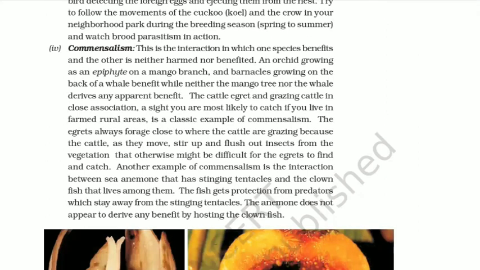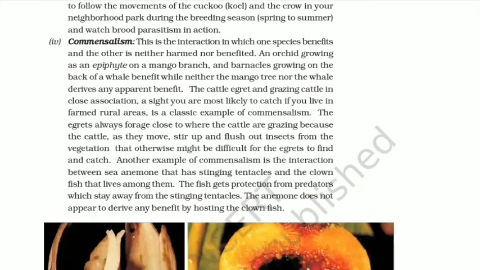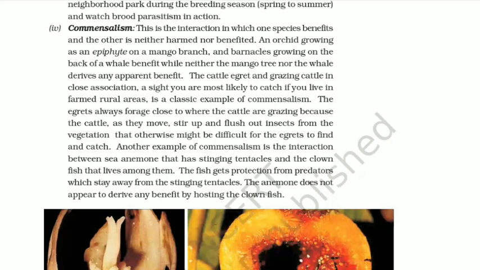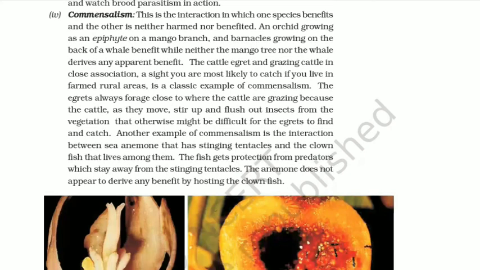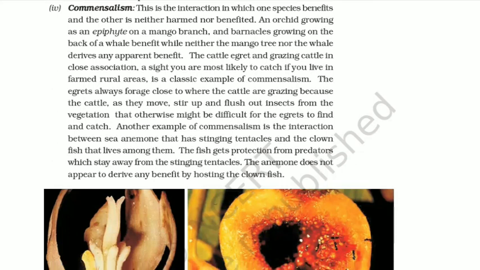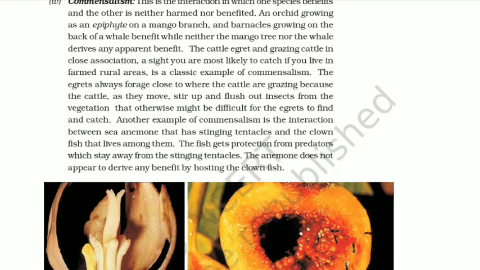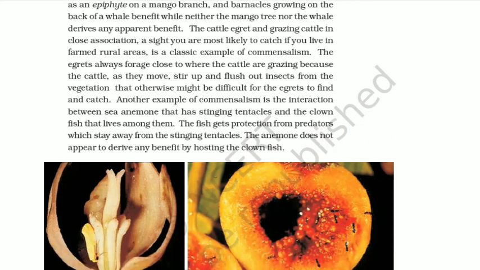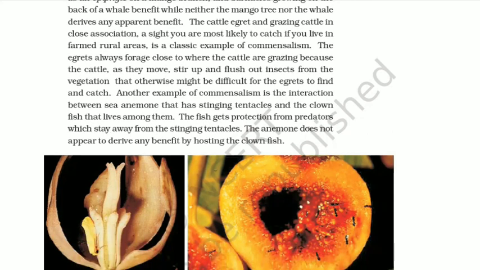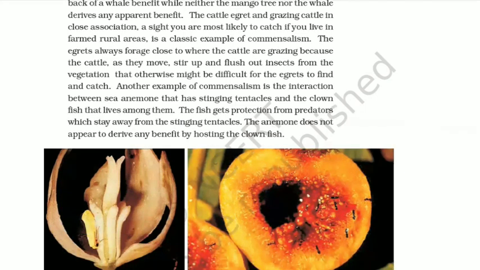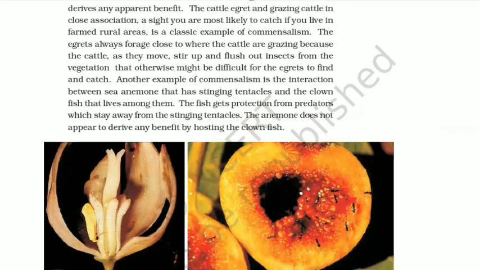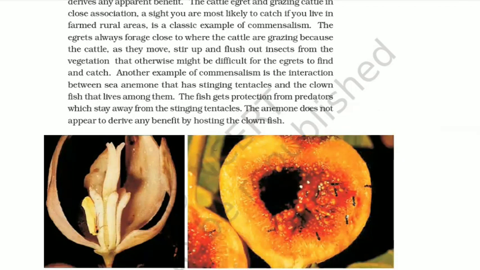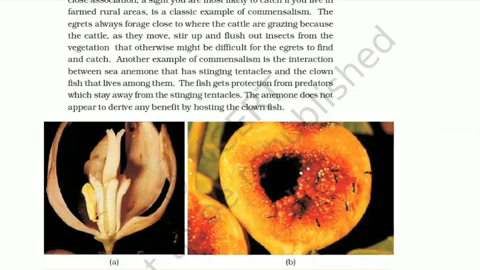Number 4, commensalism. This is the interaction in which one species benefits and the other is neither harmed nor benefited. An orchid growing as an epiphyte on a mango branch and barnacles growing on the back of a whale benefit, while neither the mango tree nor the whale derives any apparent benefit. The cattle egret and grazing cattle in close association, a sight you are most likely to catch if you live in farmed rural areas, is a classic example of commensalism.